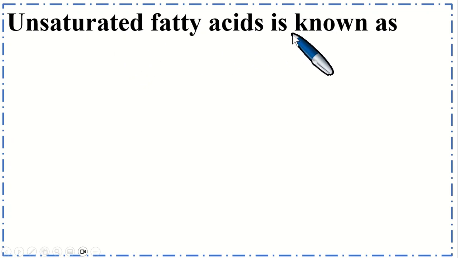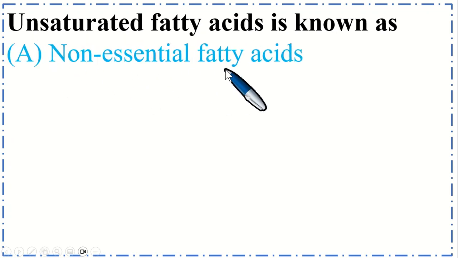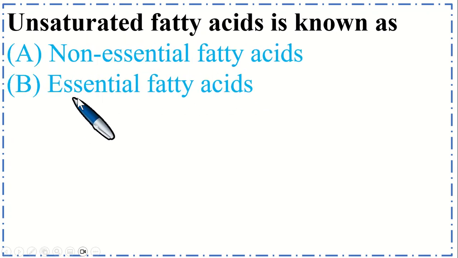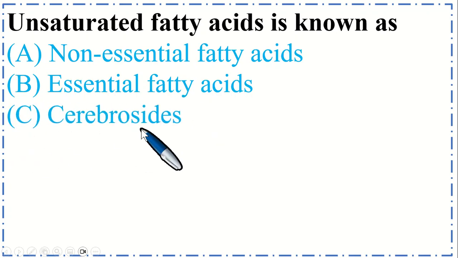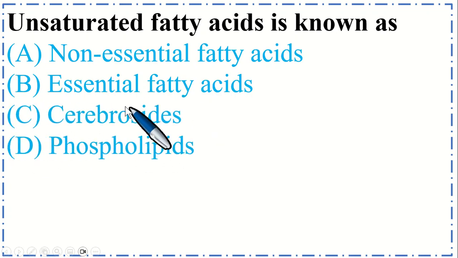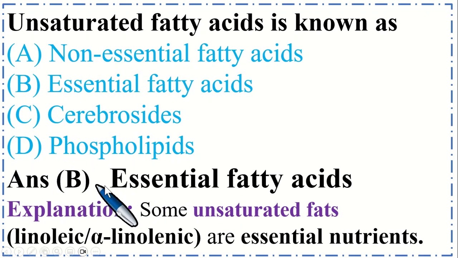Unsaturated fatty acid is known as: option A, non-essential fatty acids; B, essential fatty acids; C, cerebrosides; and option D, phospholipids. So the correct option is B, essential fatty acids. Some unsaturated fats, for example linoleic and alpha linolenic acid, are essential nutrients.